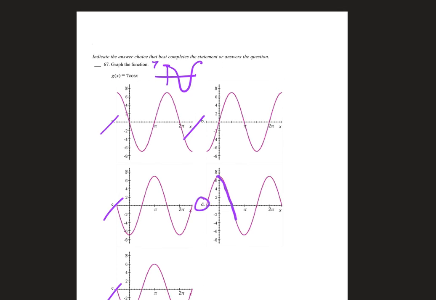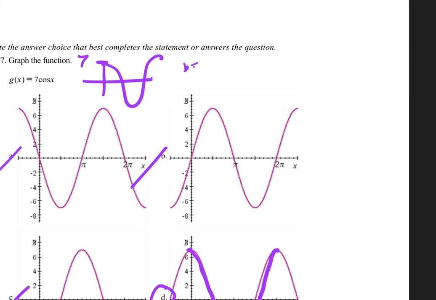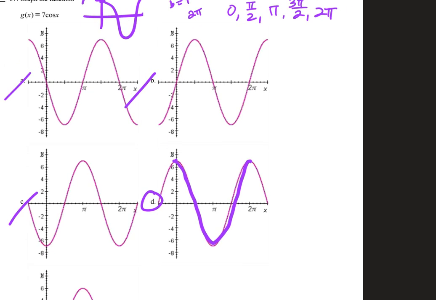Starts at 7, comes down, goes back up again. If you had to find the key points, your B is 1, right? So the period would be 2 pi, and then your key points are 0, pi over 2, pi, 3 pi over 2, and 2 pi. Remember yesterday we talked about that one question that had 1, 2, 3, 4. It's going to be in terms of pi.